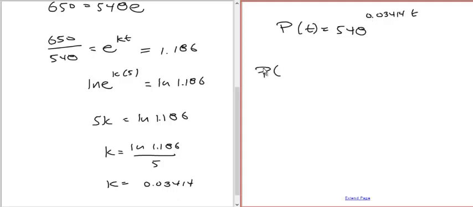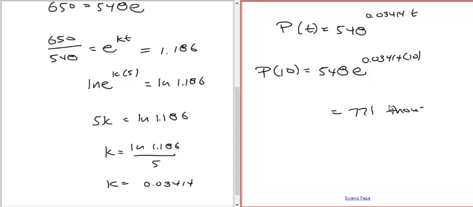And then we evaluate the population at 10 years, t equals 10. So you just plug that in your calculator and you get 771,000. And that kind of makes sense. I mean, 10 years going from 548,000 to 771,000. That seems like a reasonable rate of increase.